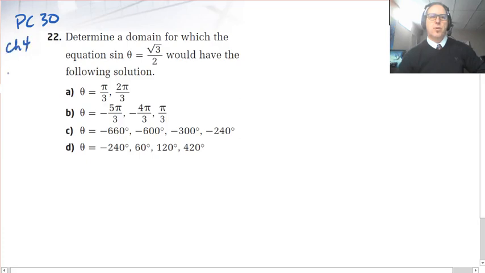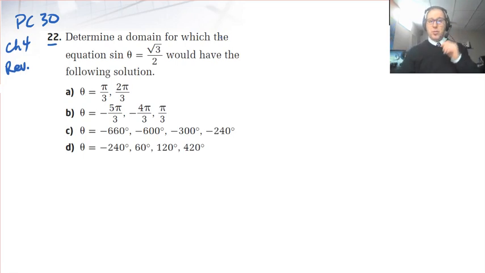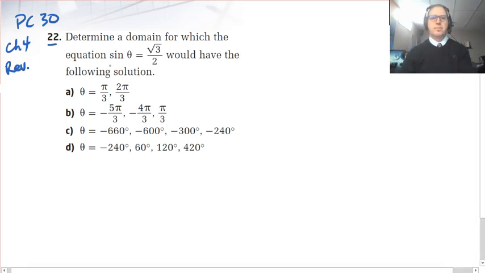This is chapter 4, review question number 22 in your text there, and the text is McGraw-Hill Ryerson, Pre-Calculus 12. So it says, determine the domain for which the equation sine theta equals root 3 over 2 would have the following solution. Okay? So they're going to give you the solution. What you have to identify is the domain.